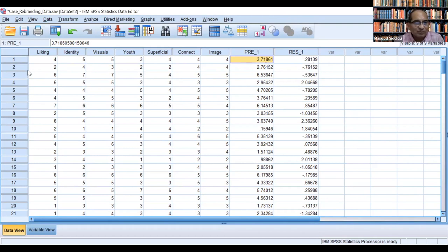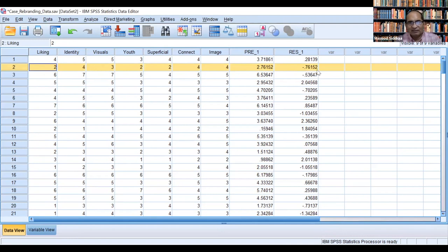Right? Now, suppose we are considering the second case. Here, the observed value of y is 2 and the predicted value is 2.76. So the difference is 2 minus 2.76, we are having minus 0.76152. So I hope these two values are clear to you. Right? Okay. So now we are moving back to our board.